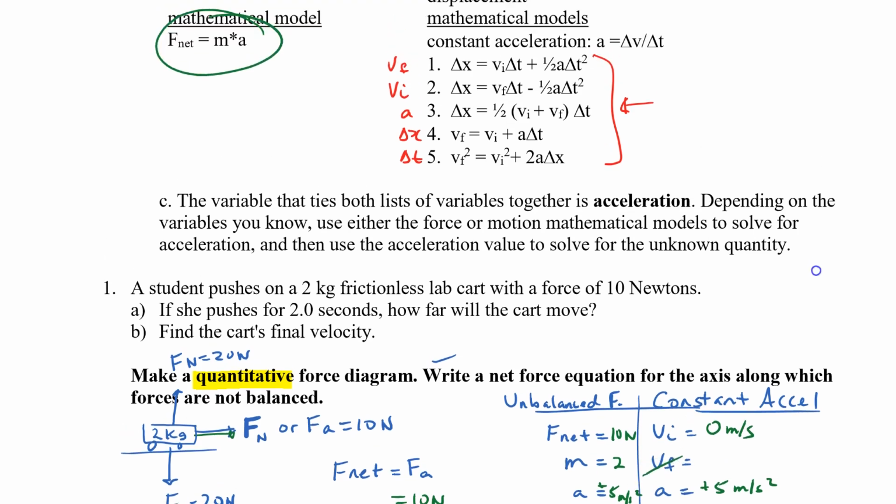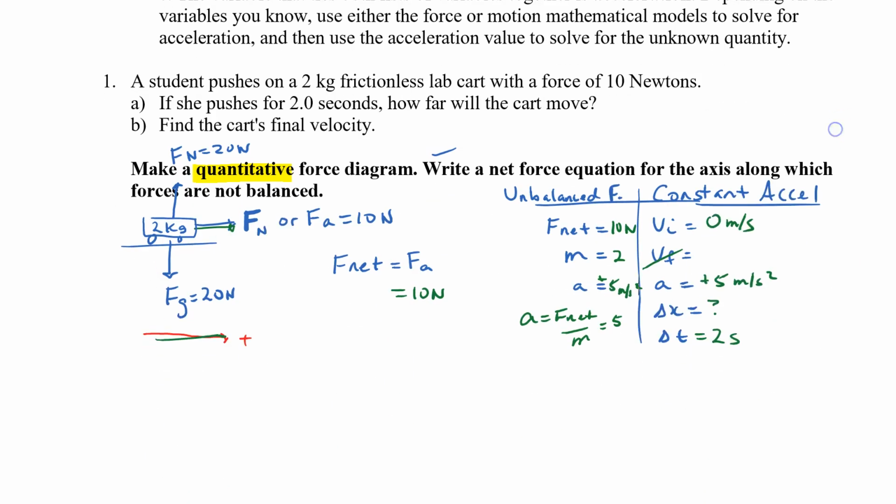So which one does not use VF? It looks like equation number 1. So we bring out equation number 1. And equation number 1 says the displacement is equal to VI times the time plus 1/2 a delta t squared. Since the initial velocity is 0, this whole term here gets cancelled out into 0. I kind of like putting an arrow in there and saying 0. So it's going to be equal to 1/2 multiplied by the acceleration, which is 5, multiplied by the time squared.